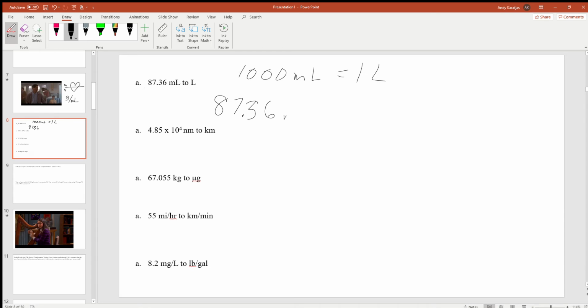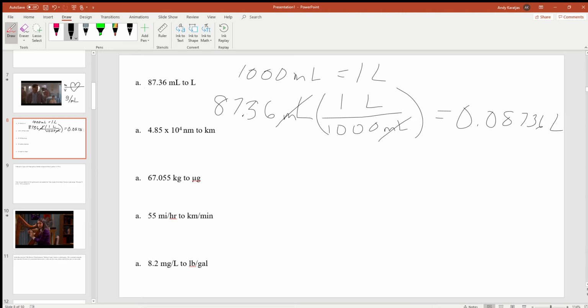87.36 milliliters times our liters go on top. That way milliliters go on the bottom, and they can cancel. Again, milliliters cancel. And we should keep the 4 significant figures that we started with in our answer. We get 0.08736 liters. Remember, of course, that these first 2 zeros, being what we call leading zeros, are not significant, and that leaves us with the 4 significant figures that we started with.